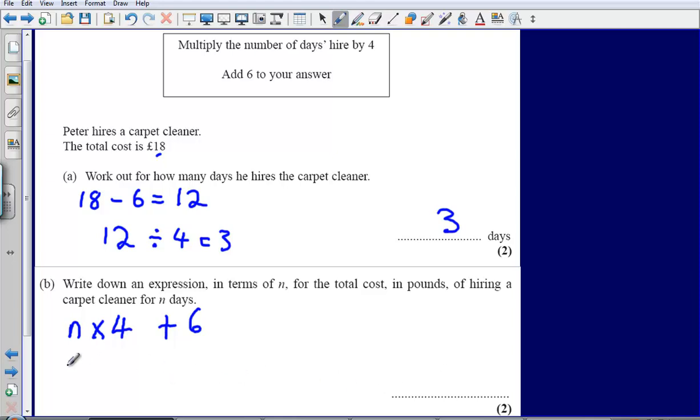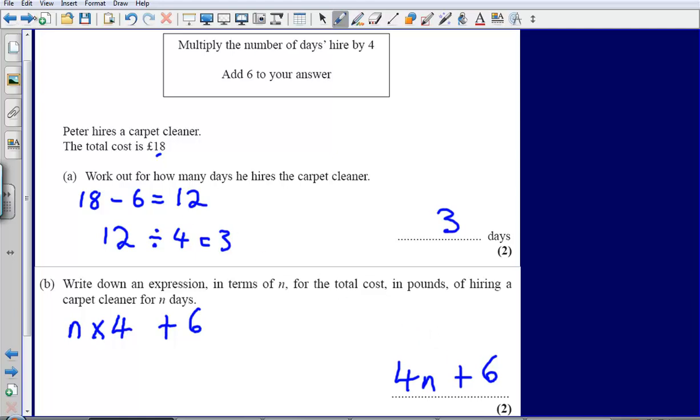Now, how would I write this algebraically? Well, n times 4 I can write as 4n. Remember that we don't have our multiplication sign in algebra, and if we are multiplying an unknown value by a number, we put the number before the unknown value. So that means 4 times n, or n times 4, and then simply add on 6. So our expression would be 4n plus 6.